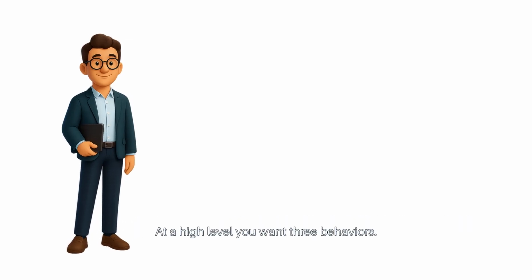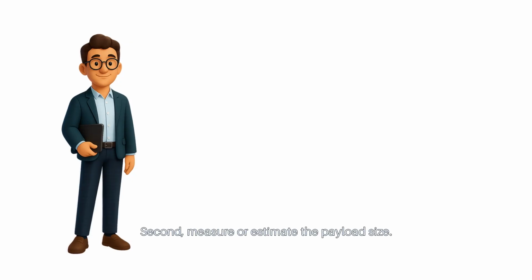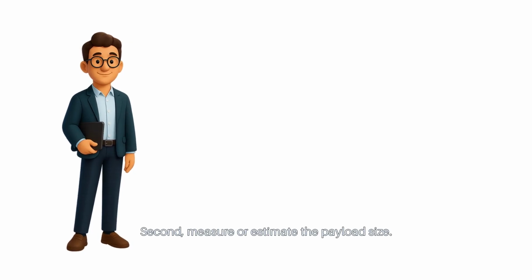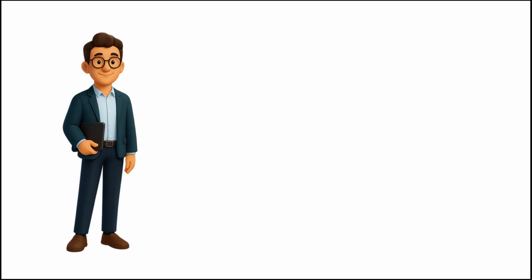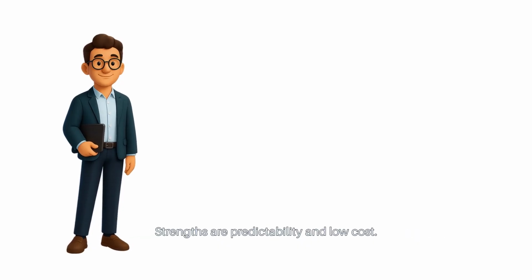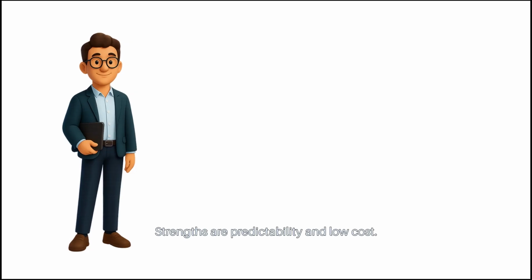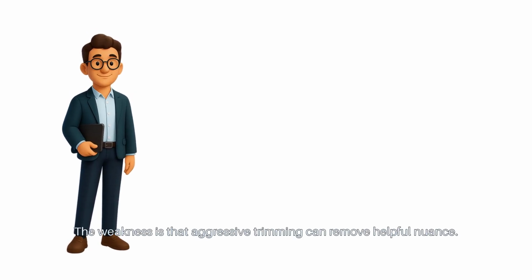At a high level, you want 3 behaviors. First, collect turns as they happen. Second, measure or estimate the payload size. Third, compact the history by pinning facts and trimming older chatter. That gives you a small, repeatable prompt you can send to any LLM. Strengths are predictability and low cost. The weakness is that aggressive trimming can remove helpful nuance.